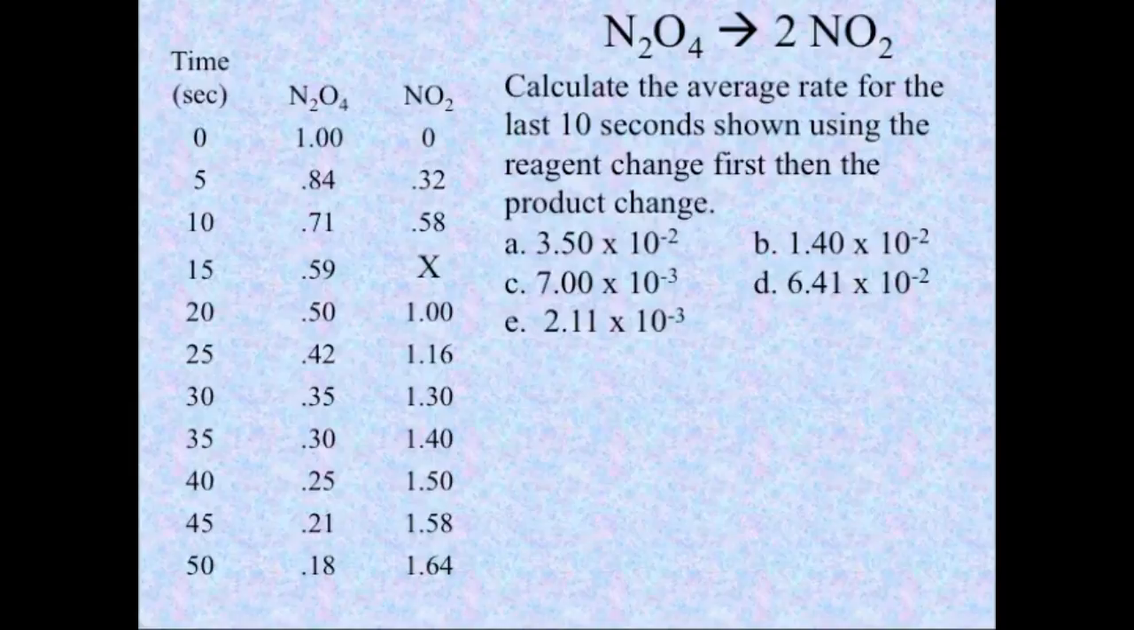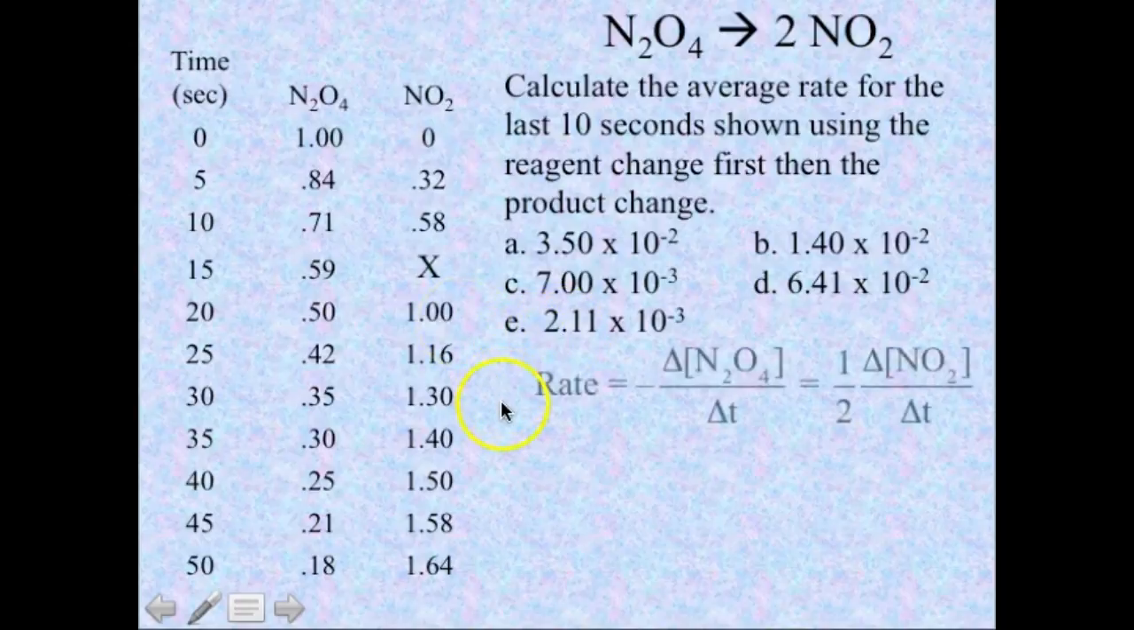So let's try this one. We have N2O4 dissociating into 2 moles of NO2. Calculate the average rate for the last 10 seconds shown in this table using the reagent change first, the N2O4 rate of disappearance first, and then calculate the rate using the rate at which NO2 is formed. Turn your playback off, try it, and come back.